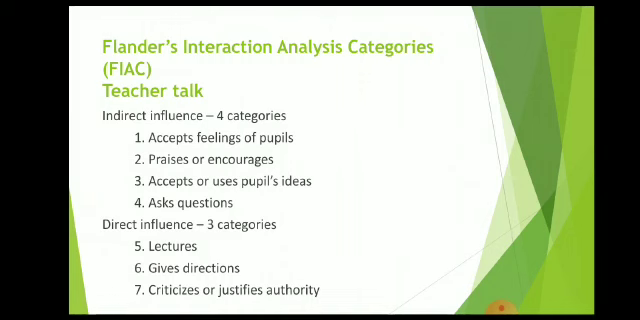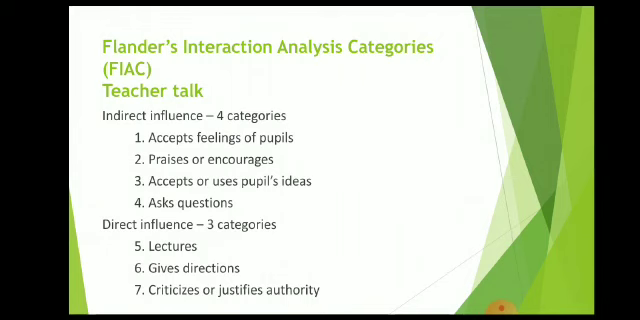Indirect influence encourages student participation and freedom of action. Direct influence has 3 categories. Lectures, gives direction, criticizes or justifies authority. In direct influence, it increases the active control of the teacher and often aims at conformity and compliance. That is, the direct influence of the teacher could be felt in teaching activities like lecturing, restraining students' responses and behavior, and giving advice to students.